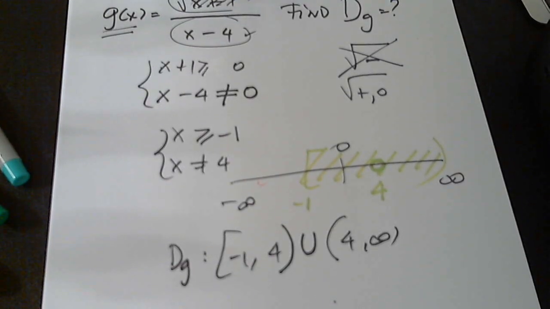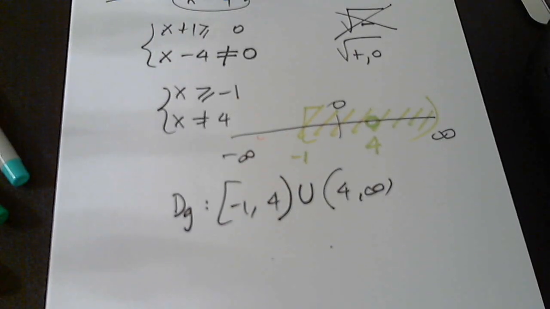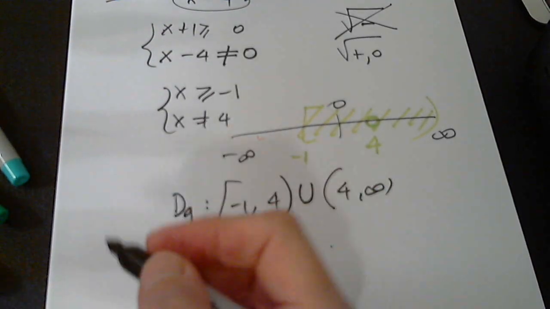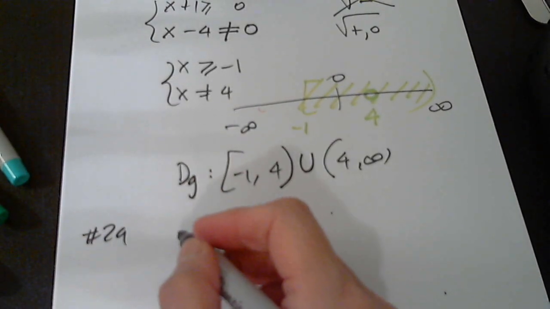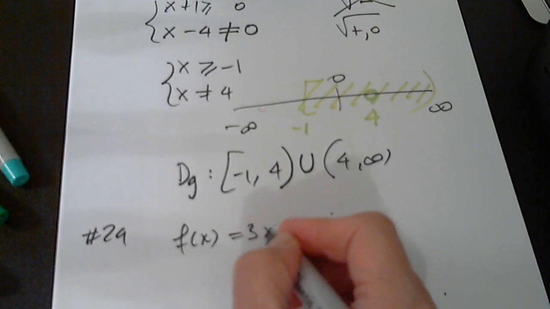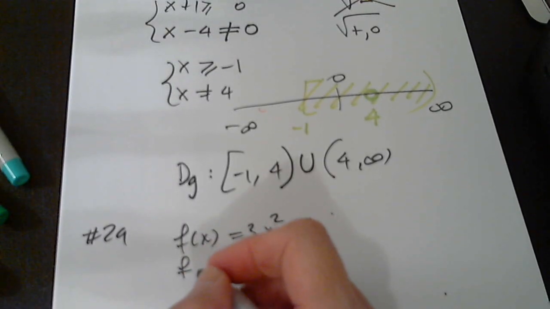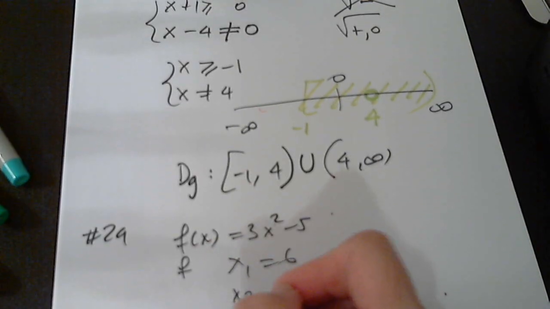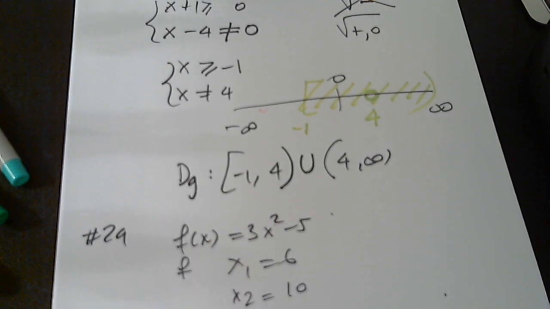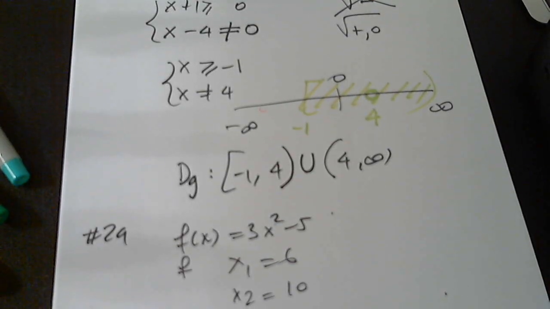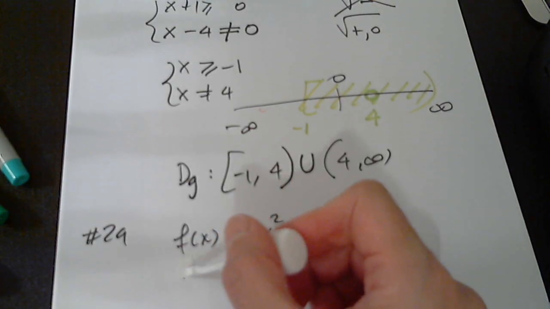Okay, let's take a look at the average rate of change of a function. And you can say, what was the difference quotient all about? Same thing. Find the average rate of change of this function from x1 equals 6 to x2 equals 10. So this is 29, and this is f of x equals 3x squared minus 5, and x1 equals 6 and x2 equals 10. How do I find the average rate of change of this function between the 2 points with x equals 6 and x equals 10?